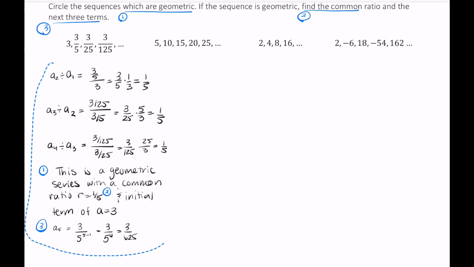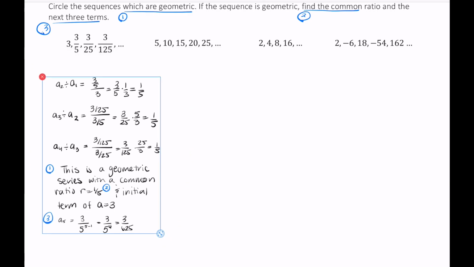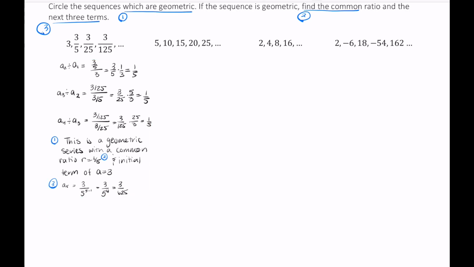I'm running out of space, so I need to resize this. Our sixth term will be 3 over 5 to the 6 minus 1, so that's 3 divided by 5 to the 5th power, and that's 3 over 3,125. And then our seventh term continues in a similar pattern, and that'll give me 3 over 15,625.